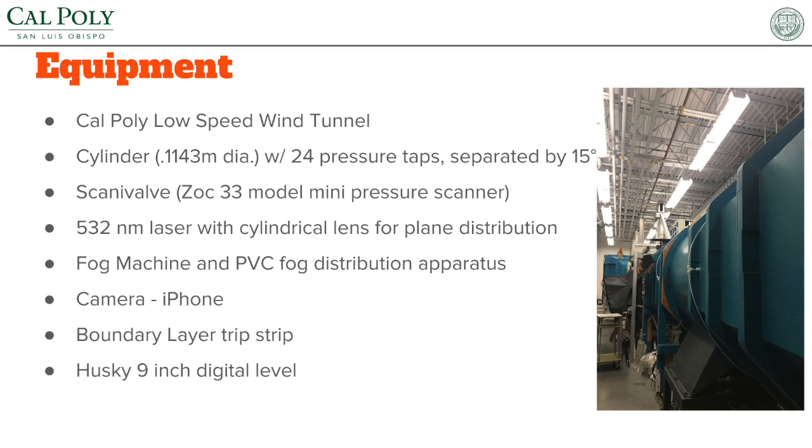To perform flow visualization, a 532 nanometer laser with a cylindrical lens was used to create a laser sheet in the vertical plane parallel to the flow. A fog machine with a PVC pipe distribution apparatus was used at the inlet to visualize flow in the test section. iPhone cameras were used to capture video and images of wakes and vortex shedding, and a boundary layer trip strip made of thin electrical wire was positioned on the cylinder using a Husky 9-inch digital level.